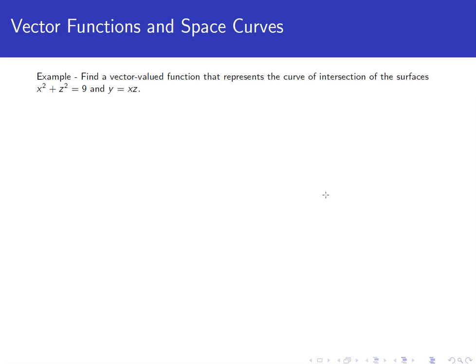Let's do another quick example. Let's find a vector-valued function that represents the curve of intersection of the surfaces x squared plus z squared equals 9 and y equals x times z. Well, notice that the x squared plus z squared represents a circle. We can parameterize circles pretty quickly by using cosine and sine. If we let x equals 3 cosine t and z equals 3 sine t, then we get a parameterization of the circle.